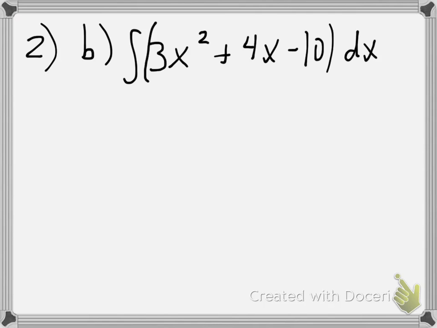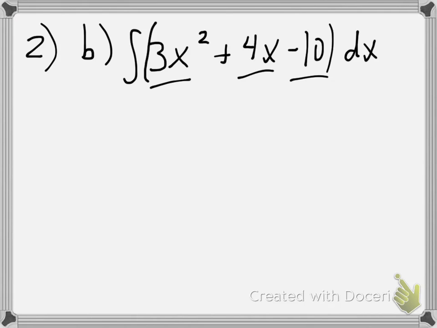Alright, then in part 2, we're going to use all the things we did in part 1, but we're just doing the sum or difference rule. I picked letter B to do, because B has 3 terms. So using the sum or difference rule, we just take the antiderivative of each piece and then add or subtract them depending on the signs.